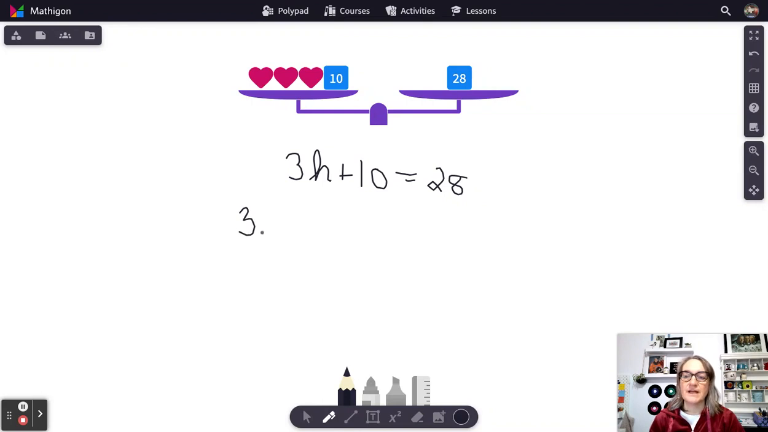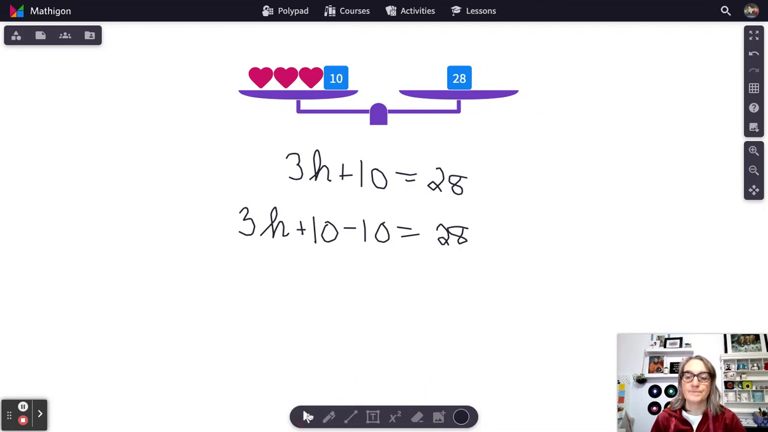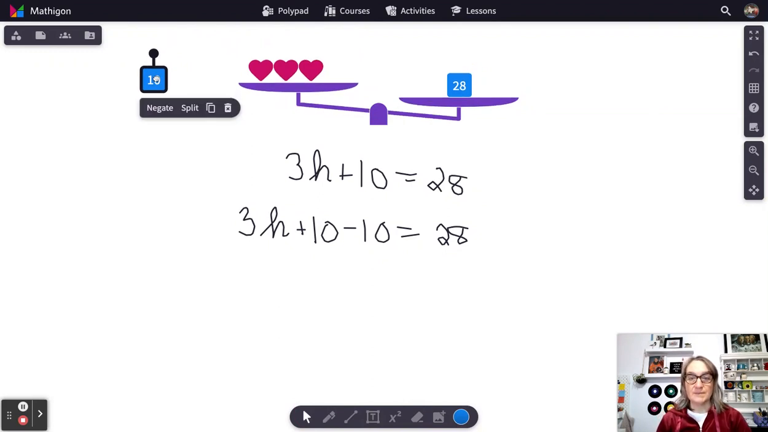So if we do 3h plus 10, and then we just stick in minus 10, 10 minus 10 is going to be 0. But the problem is now what we've done is we've unbalanced our scale. So let me show you this. If I remove 10 from here, my scale is unbalanced. So my equation will no longer be balanced.